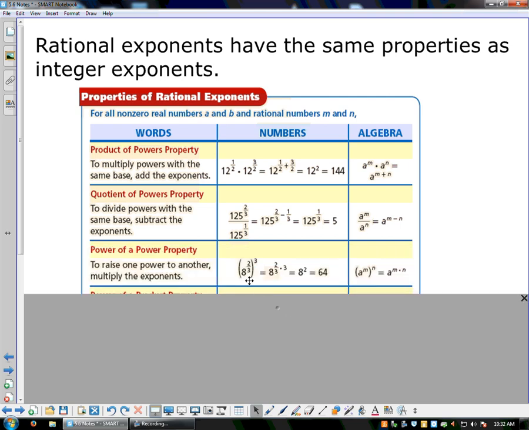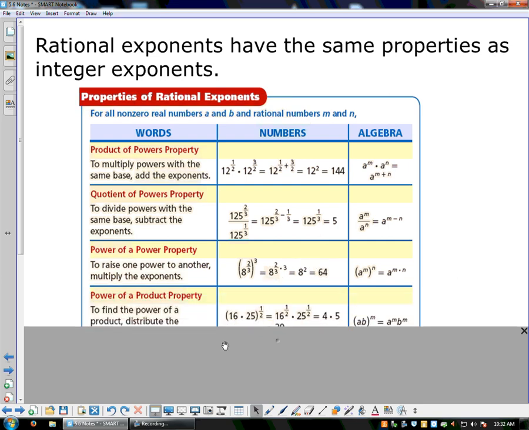What about if you're raising a power to a power, like 8 to the 2/3 raised to the 3rd? If you're raising a power to a power, then you are going to multiply. So we get 2/3 times 3 is just 2. We would get 8 to the 2nd power is 64.